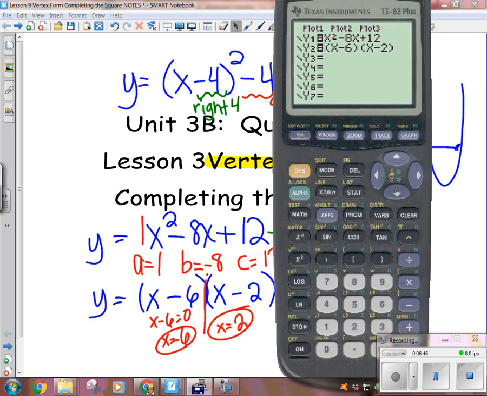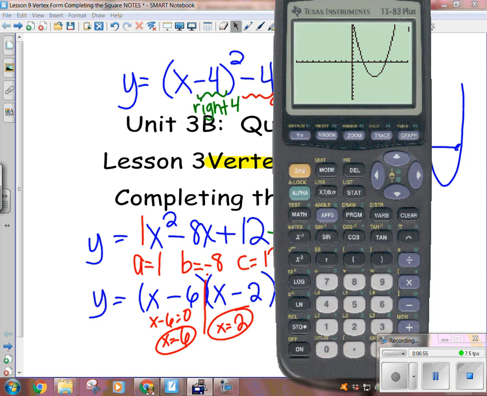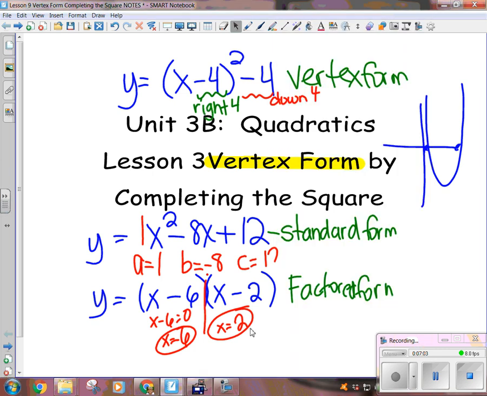So if I come down to y3 and I type in x minus 4, close parentheses, squared minus 4, and graph. And here it comes. Boom, there it is. Did y'all see it? So we have 3 versions of the same equation. Does everybody see what we're talking about? This is called what again? What's this called? Standard form. What's this one called? And what's this one called? Vertex form. Standard form, vertex form.